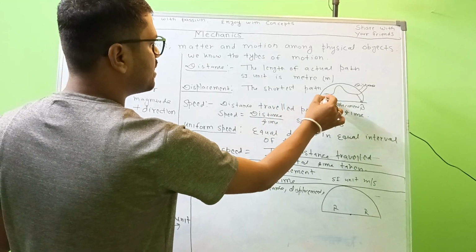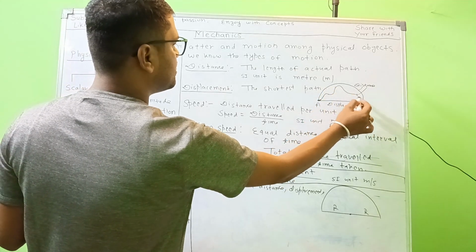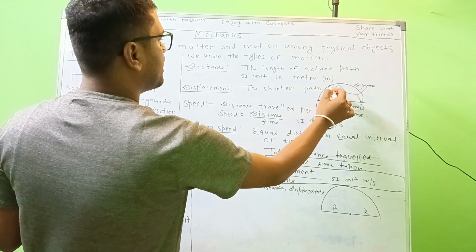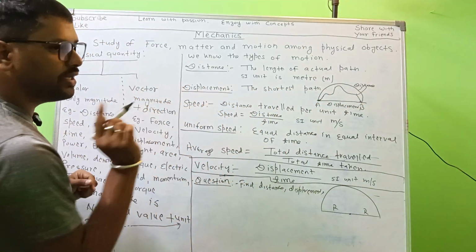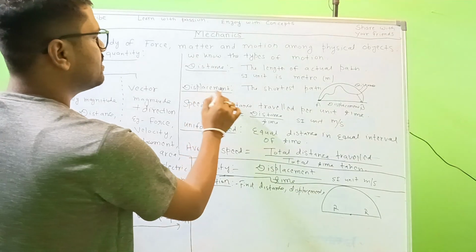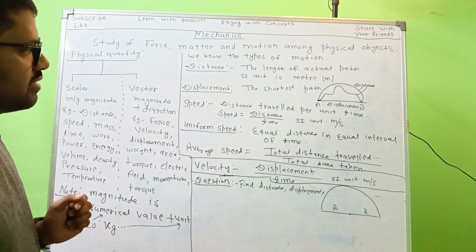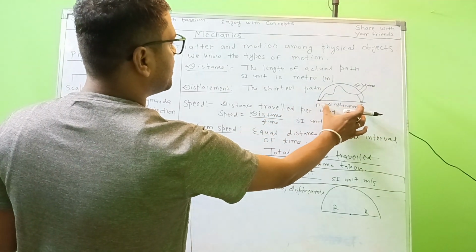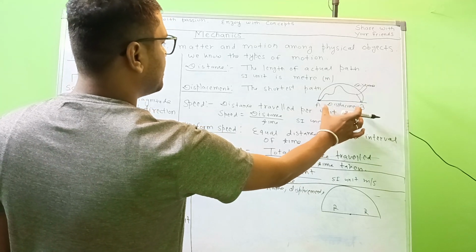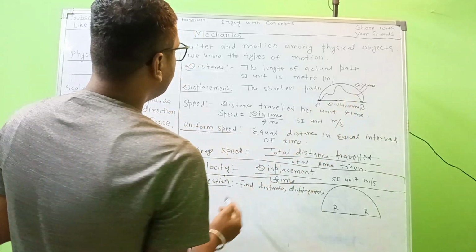Suppose somebody has traveled from here to here. So this is the actual path, this is the distance. And if somebody is going like this, yeah, this is also distance. But when we talk about displacement, there is only one possibility. Displacement is the shortest path. Shortest path in the sense that from here to here there is only one possibility, that is A to B, this line. That is the shortest path.